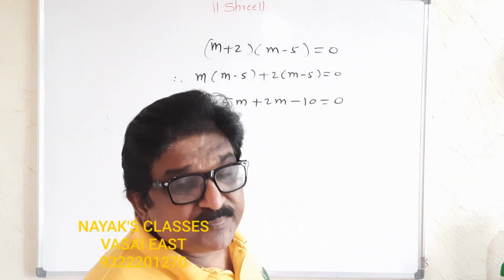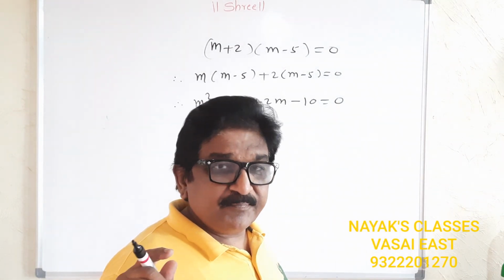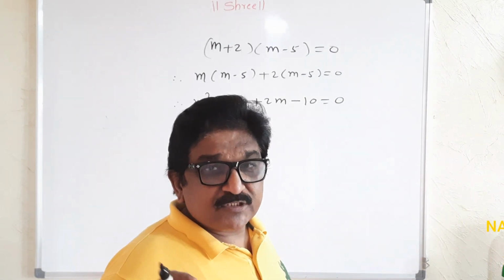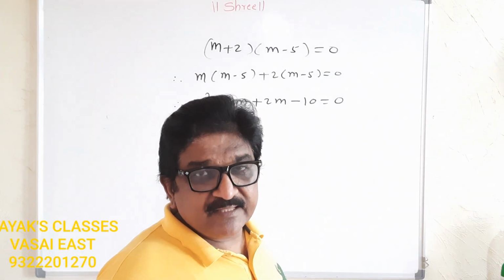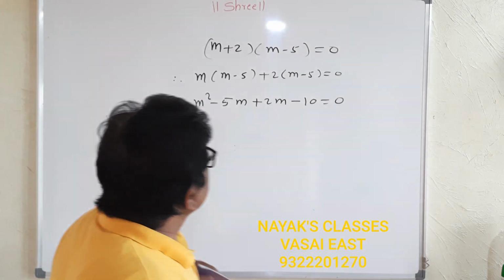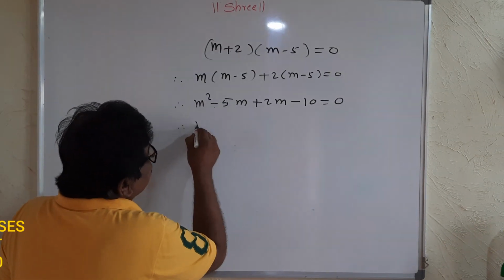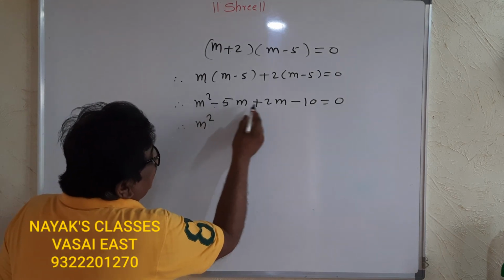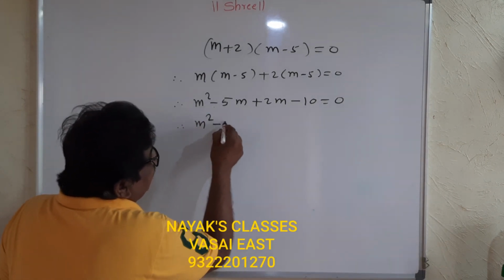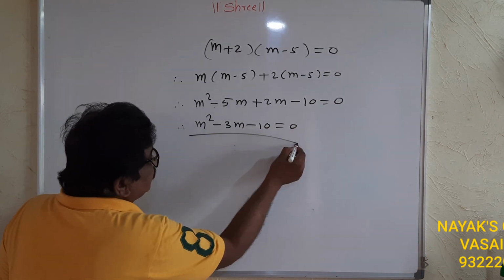It is better to explain, you must take care of sign. If positive, negative sign, if you are making any mistakes in that, all your efforts will be 0. Therefore, minus 5 plus 2. M square minus 5 plus 2, it is minus 3m minus 10 is equal to 0.